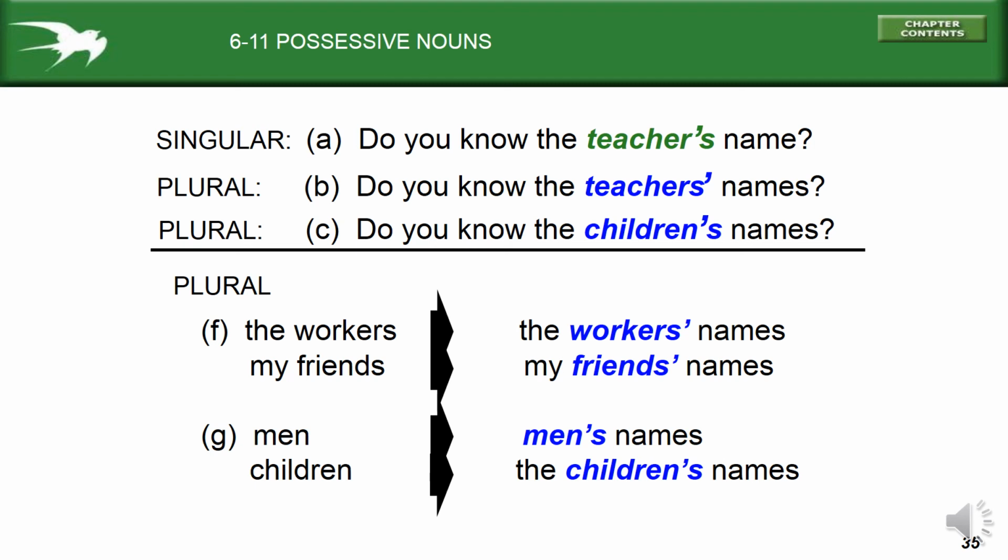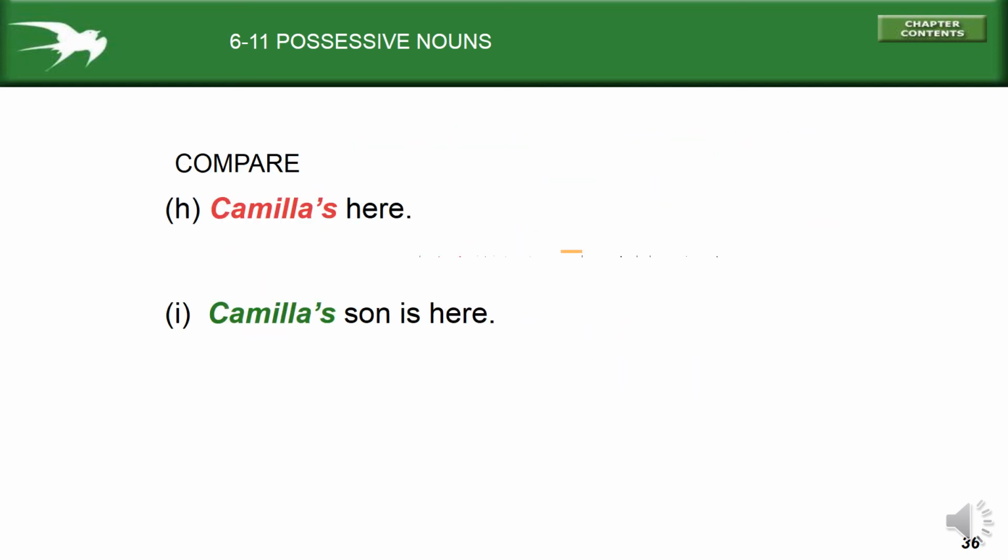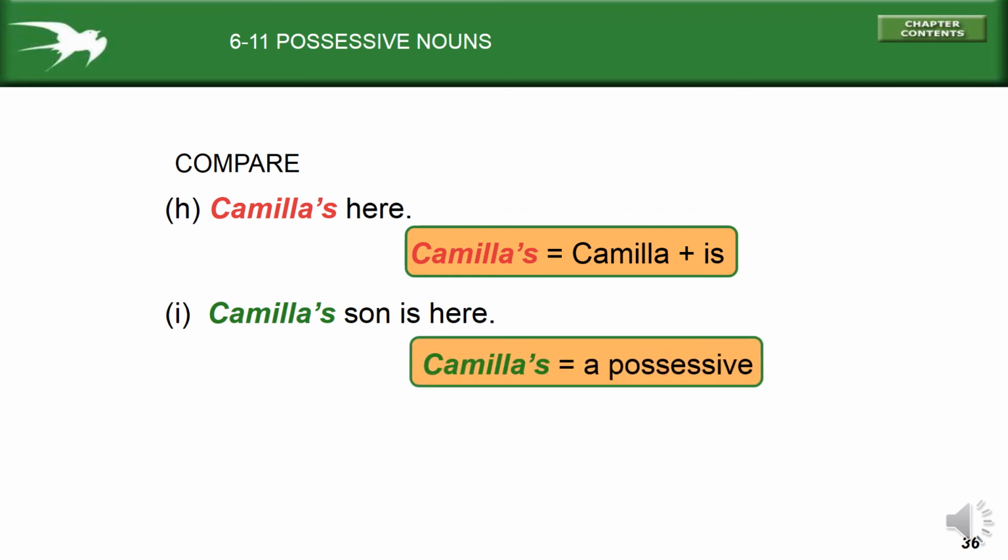Here we have to see how to make a plural possessive noun. If the noun is regular as in F, like the workers and my friends, we have to add an apostrophe after the S. If the plural noun is irregular, like in G, men and children, then we have to add apostrophe S to the word. So pay attention whether the plural noun is regular or irregular. Now, here we have to compare H and I. In H, Camilla's here, the apostrophe S is a contraction of Camilla plus is, while in I, Camilla's son is here, Camilla's is a possessive noun.